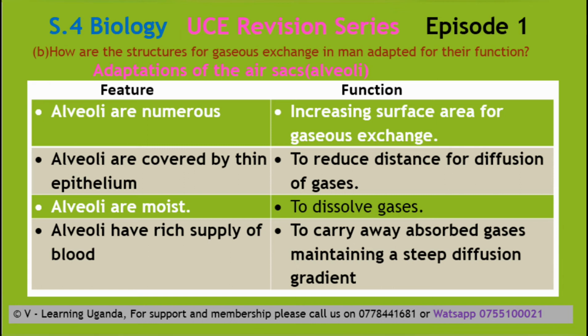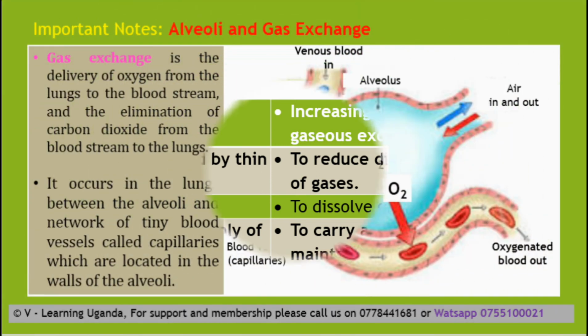The alveoli are covered by a thin epithelium. This one aids diffusion of the gases. The alveoli are moist. Diffusion in moist conditions is very easy. They have a rich supply of blood capillaries. This is to carry away the absorbed gases.